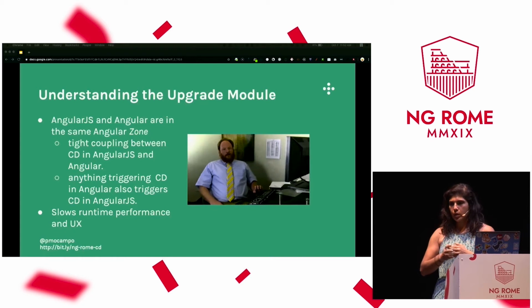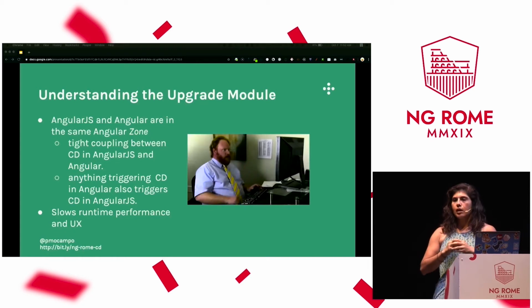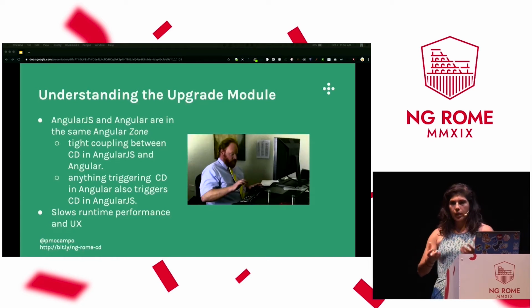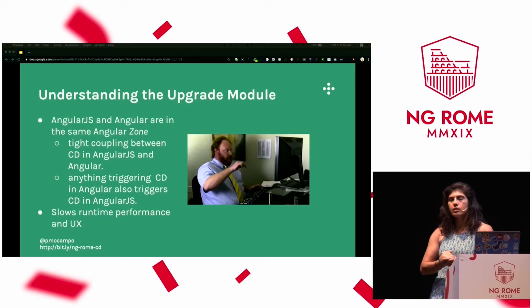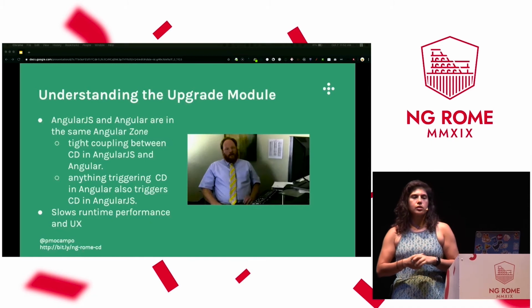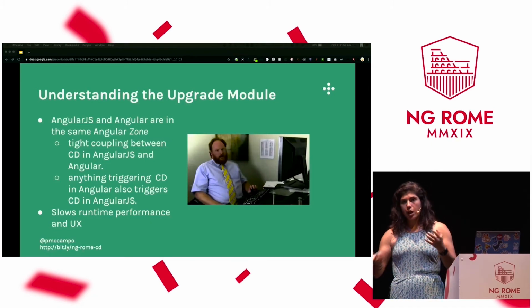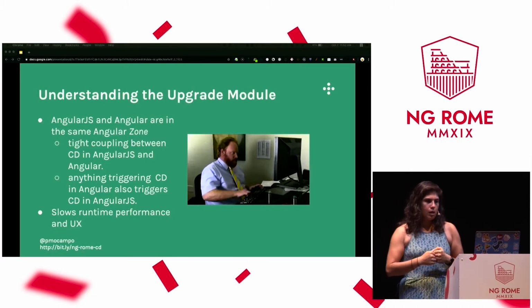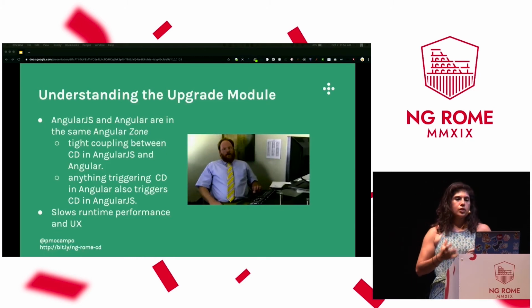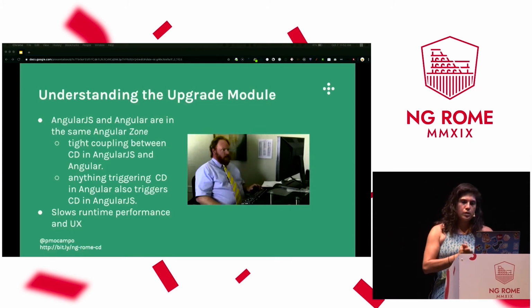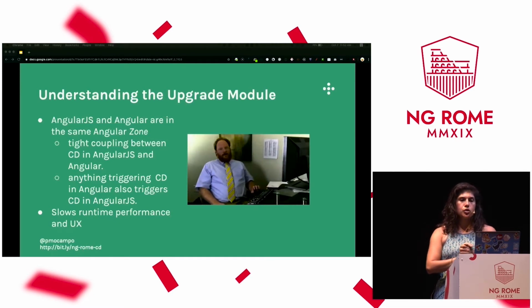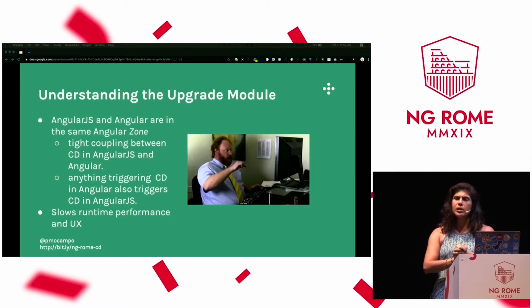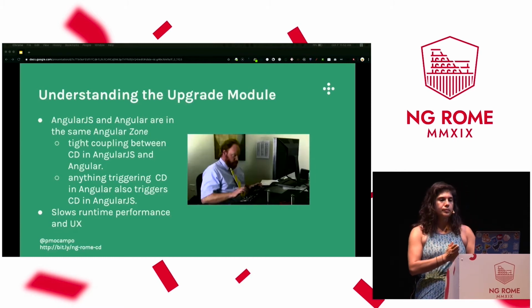It does this by running the frameworks in the same execution context, or what the Angular framework calls a zone. This inevitably results in more change detection cycles than necessary and a tight coupling between the two frameworks. Unfortunately, change detection is detrimental to runtime performance and user experience. And with the first release of our hybrid application, we immediately received reports of slow typing.